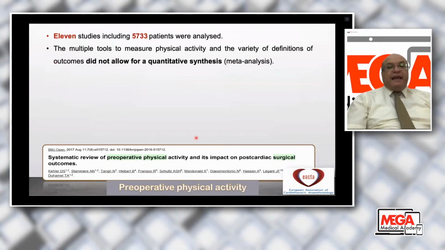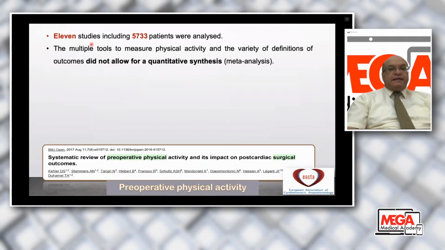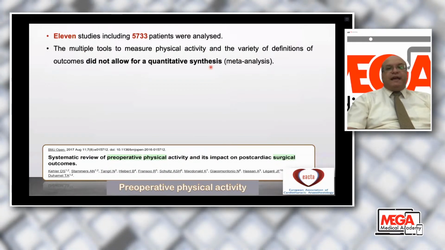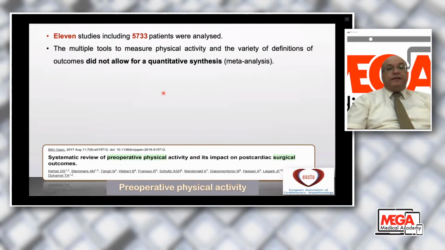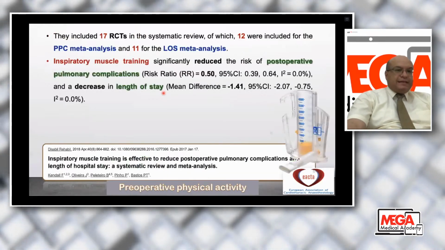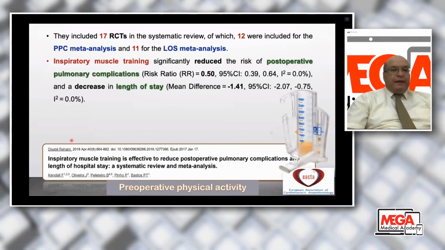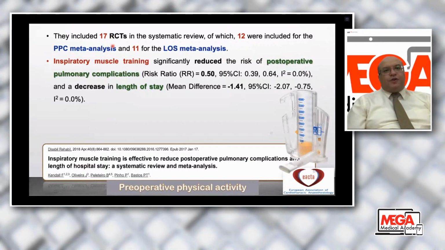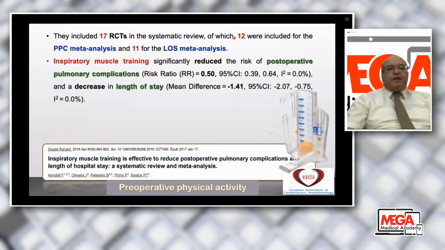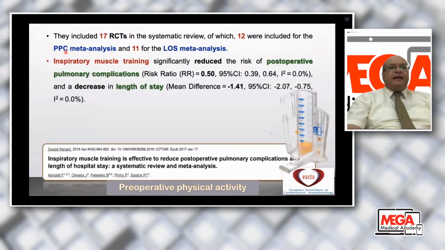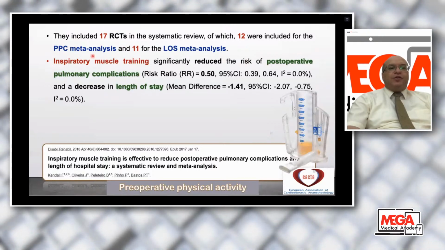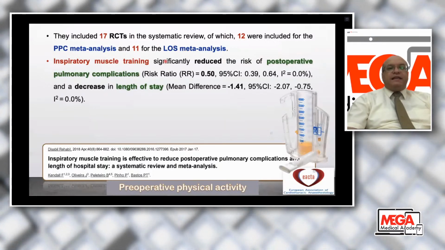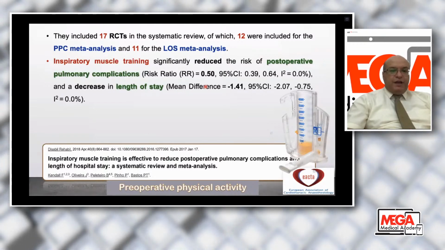Regarding preoperative physical activity, this is a systematic review including 11 studies and multiple tools to measure physical activity, but they didn't conclude or do a quantitative analysis and meta-analysis. However, later on, two years ago, this meta-analysis included 17 randomized controlled trials. 12 of these randomized controlled trials addressed post-operative pulmonary complications and were included in the meta-analysis. 11 studies were included for the length of stay after cardiac surgery.